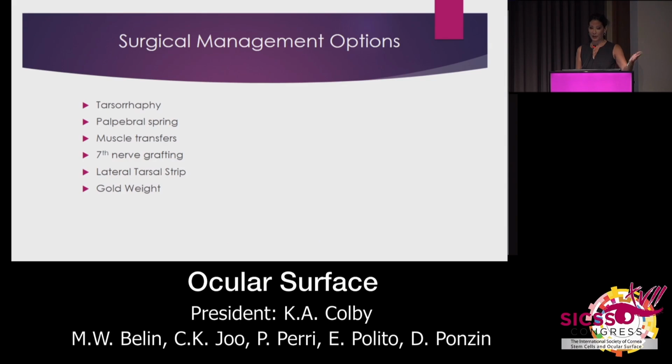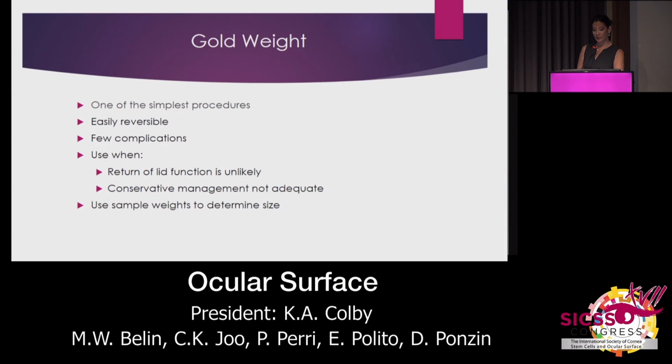So with this, there are many options for seventh nerve palsy. I'd say that these are the most common. We already went over the lateral tarsal strip. The gold weight actually is a very effective, very simple procedure, easily reversible, very few complications. So again, I use this when the return of lid function is very unlikely and conservative management is not adequate.